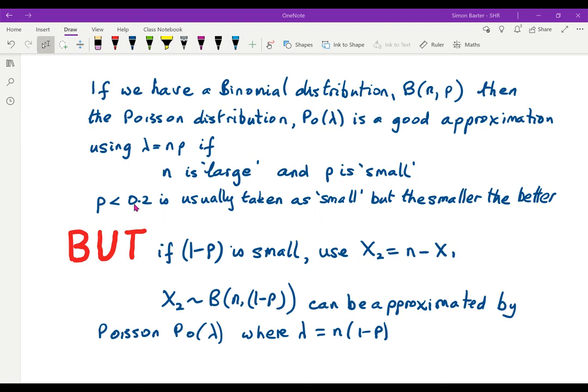So if you take a really small number, 0.01, then you will get a good approximation if you've got n is, say, 30 or 40. And here, of course, is the but. If 1 minus p is small, in other words, p is near 1, we use x2 is n minus x1. x2 then has n, and the probability is small and can be approximated by a Poisson. Don't forget this one. Go charging into a problem which wants this, and forget about it, and you've suddenly lost all of the marks.